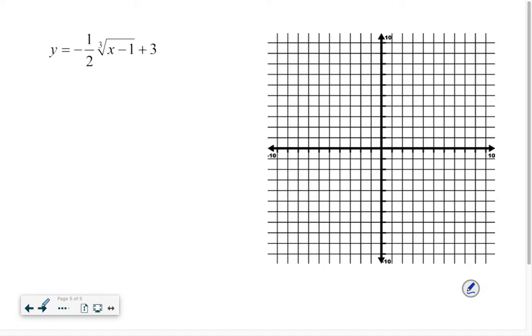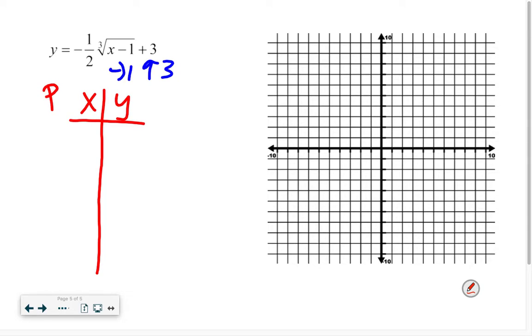Negative does what? Reflects. What's the half do? Compress. What's the minus 1 do? Right 1. What's the plus 3 do? Up 3. Let's copy down our parent function again. I shouldn't say our function, our table. And I'll put them in order this time. We had -8, -1, 0, 1, 8. And the values we had were -2, -1, 0, 1, 2, right?